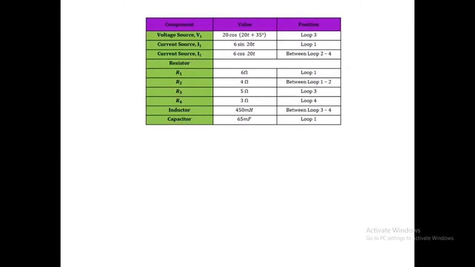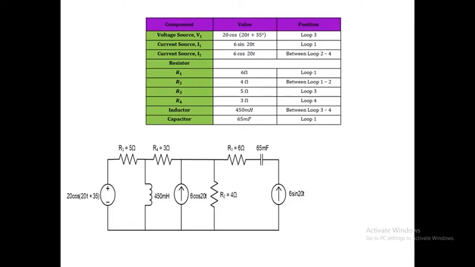In this PBL, we are required to design a circuit that satisfies the following requirements. Therefore, we came up with this circuit. From this circuit, the theorems that we chose to calculate the current and voltage across the resistor R4 are nodal analysis, mesh analysis, and lastly, Norton's theorem.